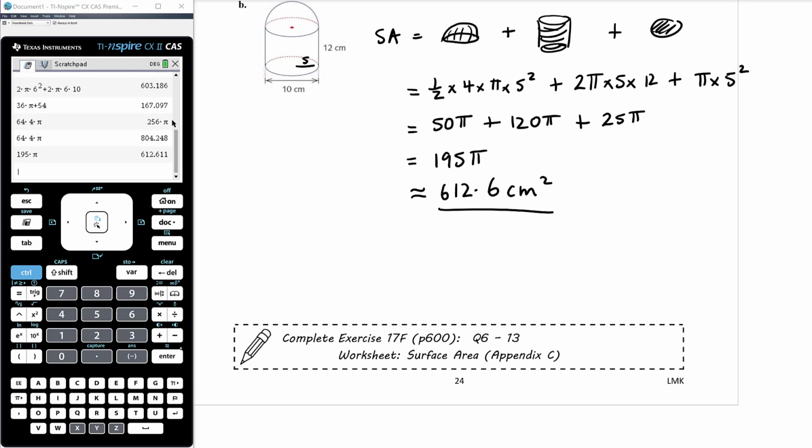Okay, work today is some questions from exercise 17F and then some additional practice from the worksheet in Appendix C.